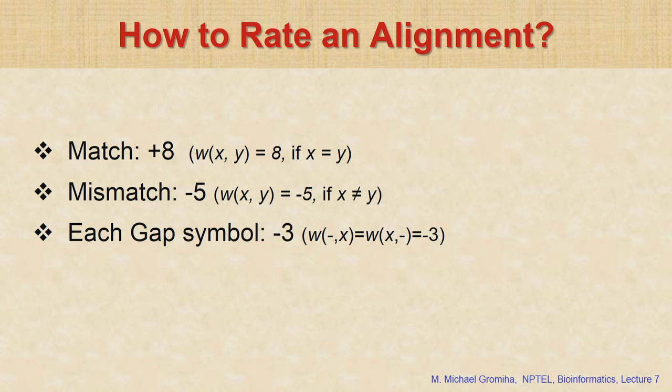For example, if we give a scoring function, for a match we give a score of +8, for a mismatch we give -5, and for a gap symbol we give -3. If it is a match, the weight of x comma y is 8 if x equals y. If it is a C and a C, the match score is 8. Mismatch score, if x is not equal to y, for example one is C and another is T, we can give this score -5. For the gap symbol we give -3, for example there is C and a gap. This is an example. In reality, the gap symbol should get more penalty than the mismatch score.